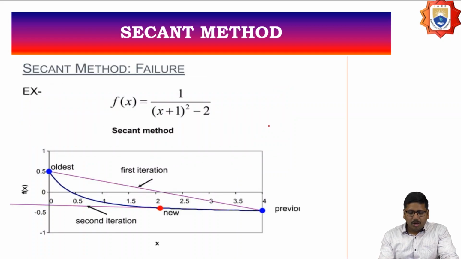So if I have an equation like this, f of x is equal to 1 by x plus 1, x minus 2. By substituting the values, I'm going to get some values like these. This should be the old value, this is after the iteration, and this is the new value and the previous new value. So by seeing this graph, you can decide this should be the root value of this equation.